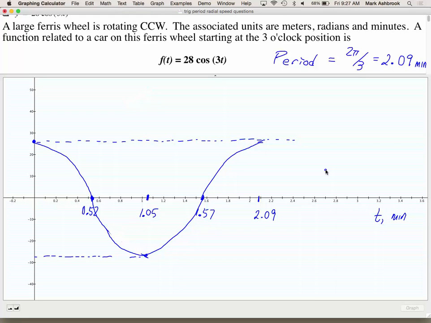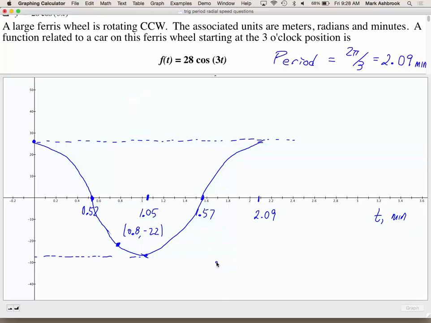So this is tracking our horizontal distance to the right of the vertical diameter in meters as we're going around. So a point on this graph, say 0.8, whatever that is, negative 22. I'm guessing, okay?